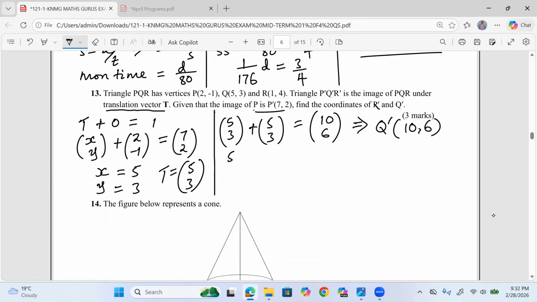What about the same translation vector when we add it to R (1, 4)? This is going to be (6, 7), meaning that R prime is (6, 7). We write it as a coordinate like that. You don't introduce the equal sign. You just write a coordinate by introducing brackets after writing the name of the point.